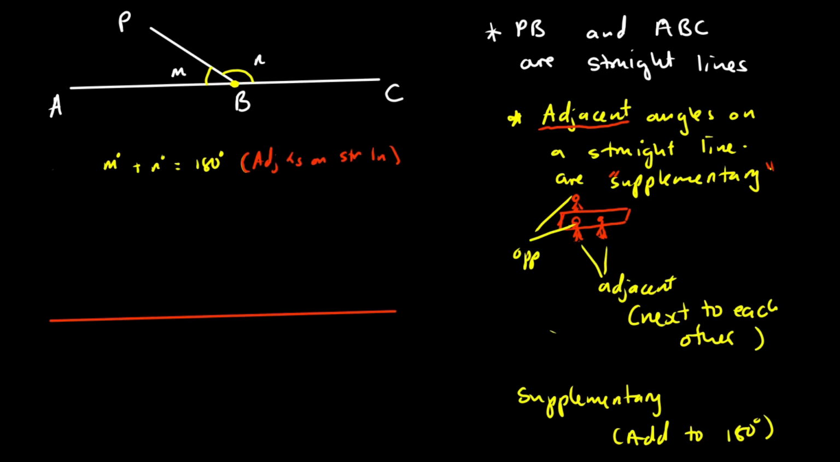Okay, let's have a couple of examples. This is 60 degrees. So what will be this one? If this is ABC and this is PB, and ABC is a straight line and PB is a straight line, what will be X? Remember what we said? 60 degrees, whatever is here, plus X degrees, whatever is here, is supposed to give us 180 degrees. Why? What's the reason? Why should they give us 180 degrees? Because it's a straight line, they are adjacent angles.